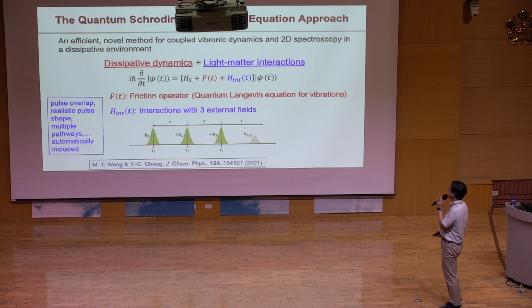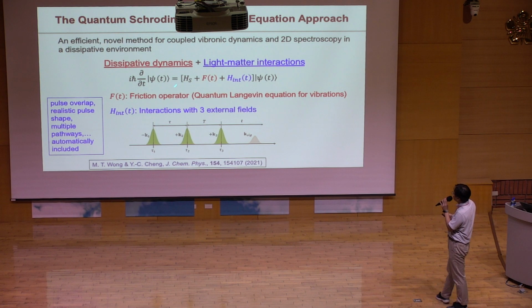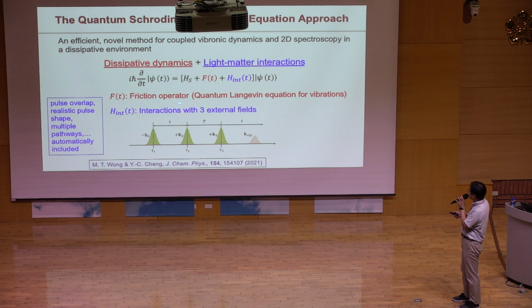So our approach is like this. We want to propagate the wave function of a system. And the wave function of a system is governed by some system Hamiltonian, and some friction operator, and some matter field interactions. Okay. So we specifically model dissipative dynamics using a Langevin approach and the light matter interactions in our calculation. And this friction operator is derived from the quantum Langevin equation, specifically for some vibrational states. And this H int, this light matter interaction, includes 3 laser pulses.